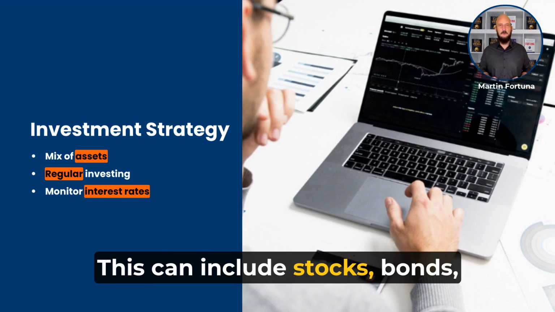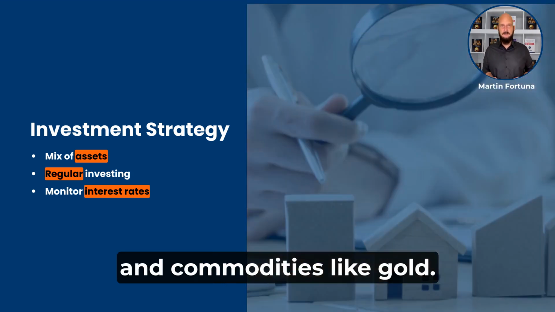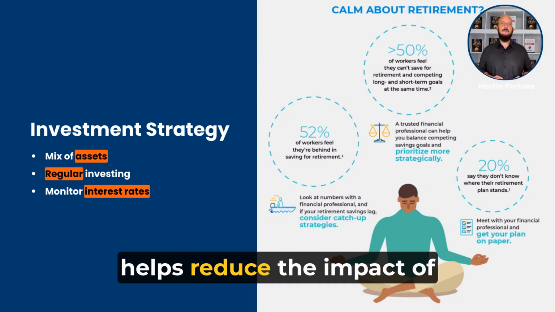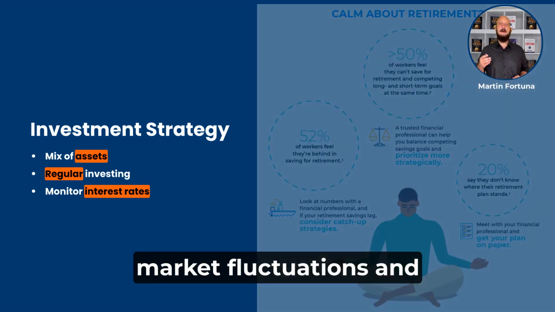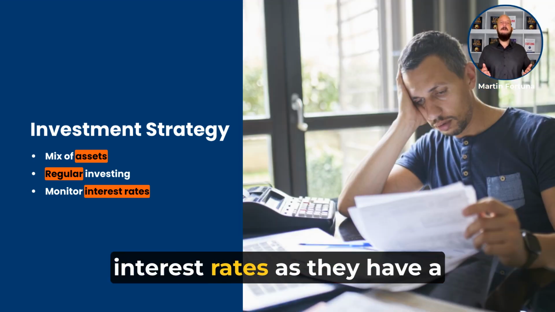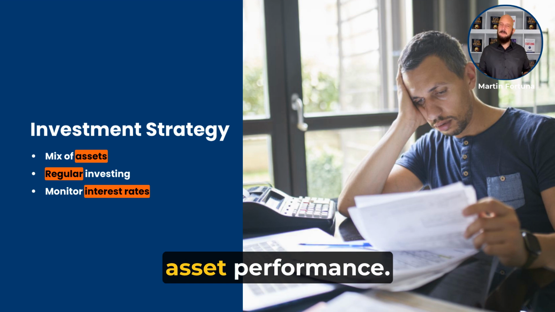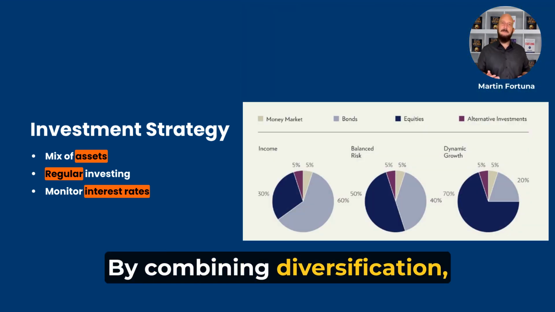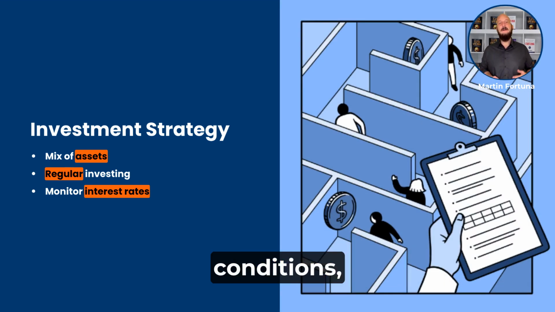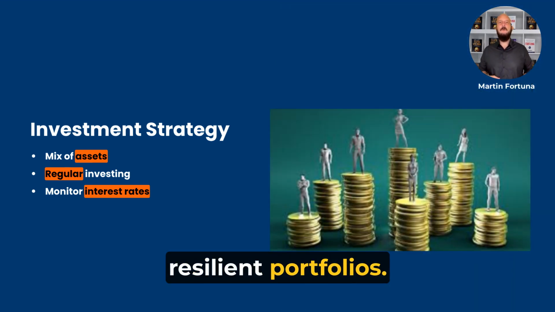Investment strategy. A balanced investment strategy typically involves a mix of different asset types. This can include stocks, bonds, real estate, and commodities like gold. Regular investing over time helps reduce the impact of market fluctuations and lowers overall risk. It is also important to monitor interest rates as they have a strong influence on asset performance. By combining diversification, consistency, and awareness of economic conditions, investors can build more resilient portfolios.